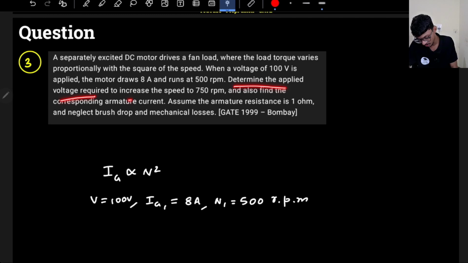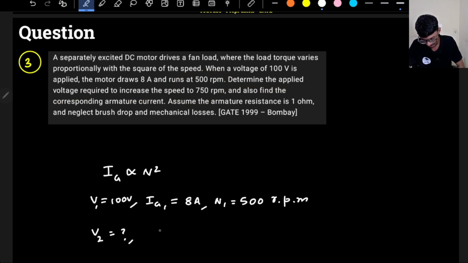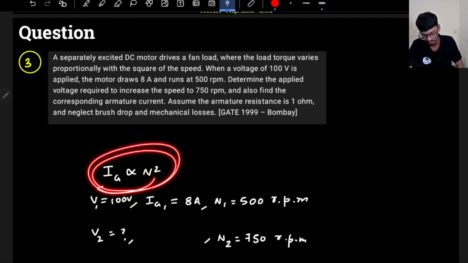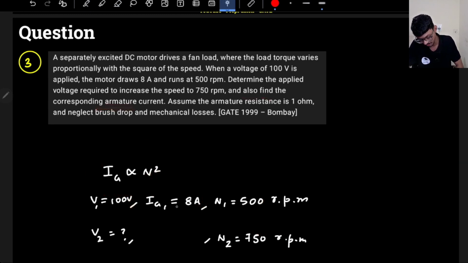Determine the applied voltage required to increase the speed to 750. So what will be the applied voltage, I don't know, to increase the speed N2 to 750. They want to increase the speed N2 to 750. So if my speed is increased to 750, can I find out how much the current will increase? Because I have this relation, right? I will use this. Also find the corresponding armature current. Very easy, I can find it out. Assume the armature resistance Ra to be 1 ohm and neglect the brush losses.